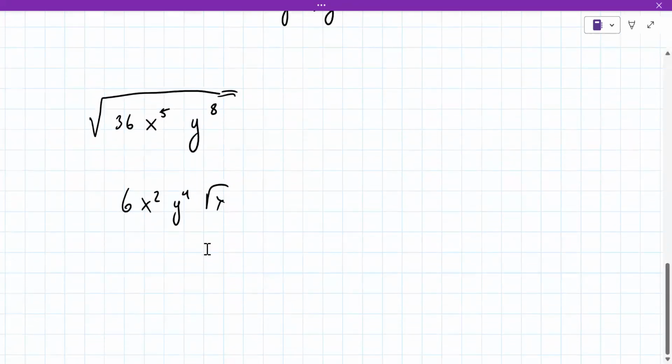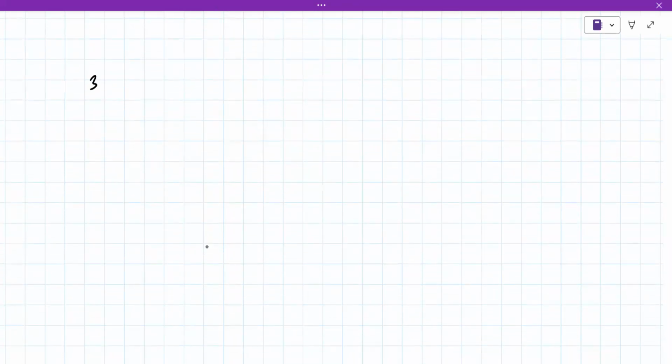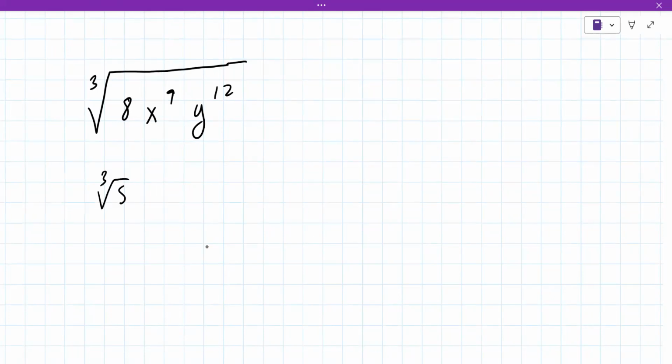Perfect. Okay. Now the same thing applies to, for example, a cube root. Let's say it's the cube root of 8 x to the 9th y to the 12th. So this time it's the cube root of 8, the cube root of x to the 9th, and the cube root of y to the 12th.